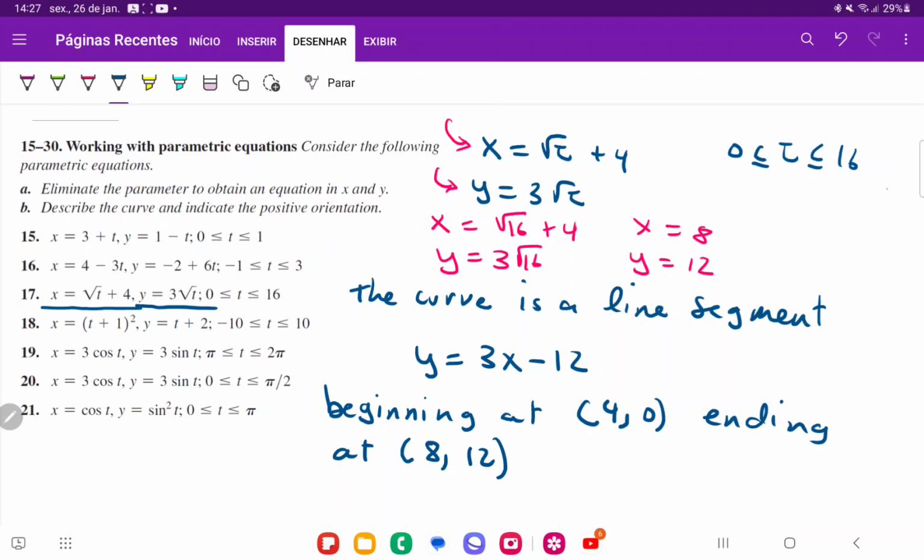So that is it for problem 17. We've translated the parametric curves into x and y by this equation here, y is equal to 3x minus 12, and we've described the curve, and we can say the positive orientation is where it begins at (4, 0) and ends at (8, 12).